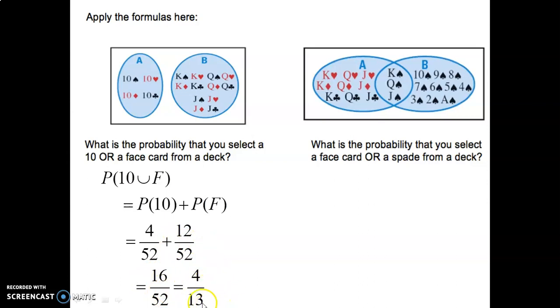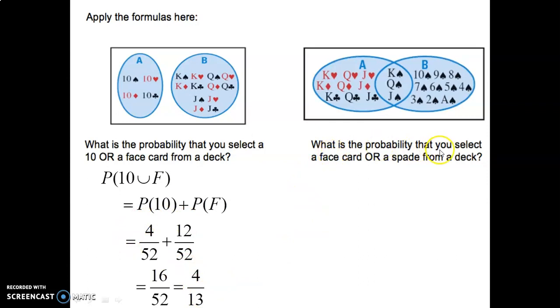Again, this should make sense because in one suit, for example, hearts, we have 1 10 and then 3 face cards. So 4 of the cards in the hearts meet these conditions, so 4 out of the 13.